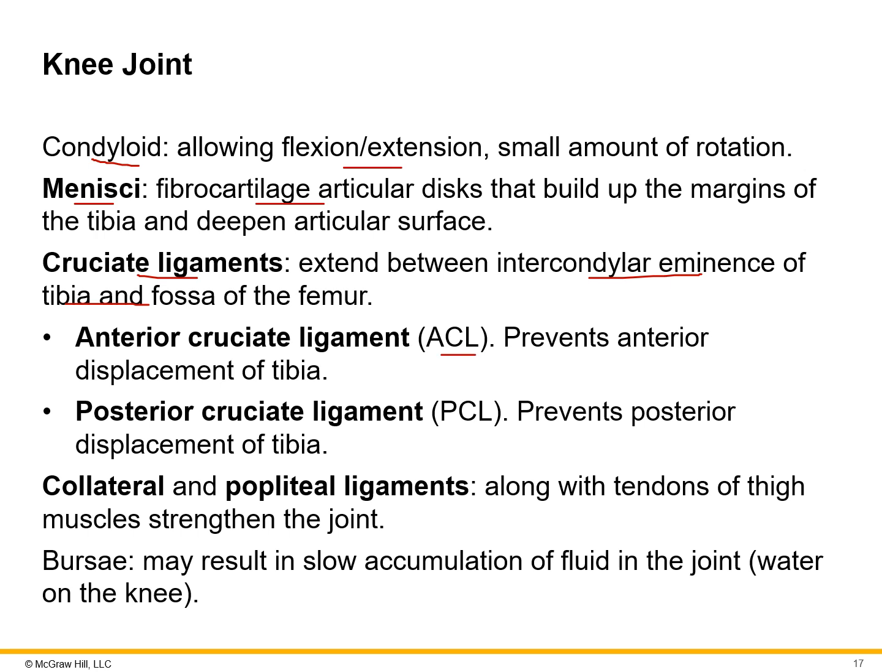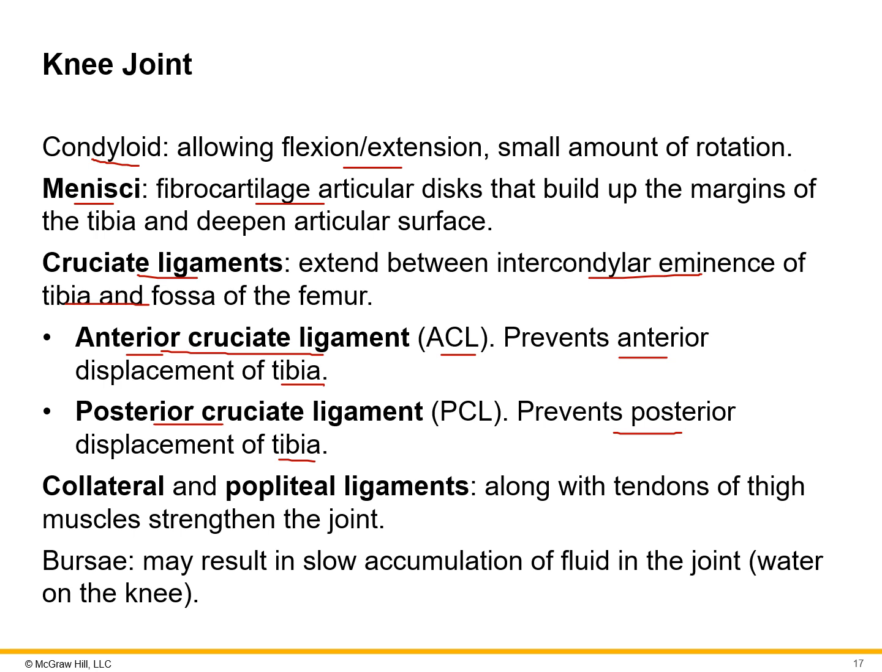So then we have the ACL. This is a common tear or injury with athletes. The anterior cruciate ligament prevents anterior displacement. So it keeps the tibia in the correct location, hence the name anterior ligament. Then we also have the PCL. You don't hear as much about it. That posterior cruciate prevents the posterior displacement of the tibia. So they're both helping to keep the tibia in place. It's just which side. The anterior prevents anterior displacement, posterior prevents posterior displacement.